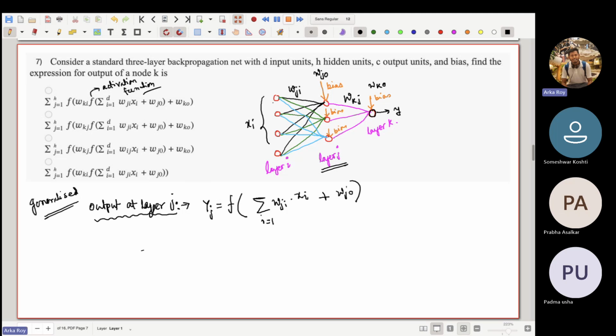And i is varying from i equal to 1 to d, because in the question they have mentioned that in the input layer we have d number of units. This is the input layer, this is also referred to as the hidden layer, and this is the output layer. So this is the output of layer J, the hidden layer.